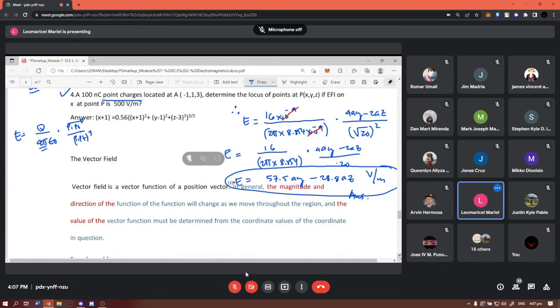Okay. Ito na nga, compute mo muna to. 16, divide mo ng 2 pi times 10, 16, i-divide mo ng quantity 2 pi times 8.854. Yun muna kunin mo. Ilan yun? Nakuha mo na yun, i-multiply mo sa 4, divide mo na 20. Dapat makuha mo yung 57.5.